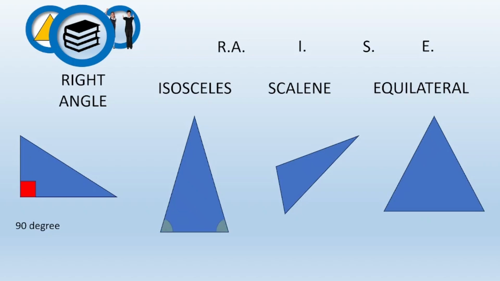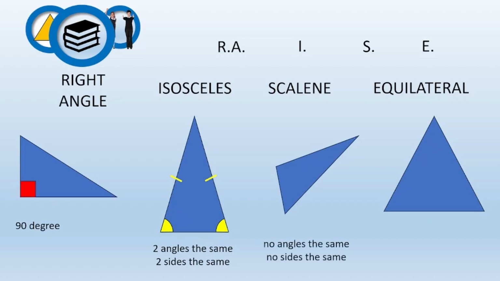For isosceles, if the two bottom angles are the same, sometimes called the base angles, and I've got two little lines on here, or I've got information to show that these two long sides are the same length, then I've got two angles the same and two sides the same. That means it's isosceles. Scalene is nice and easy because none of the angles are the same and no sides are the same. But for the equilateral, all of the angles are the same and all of the sides the same.